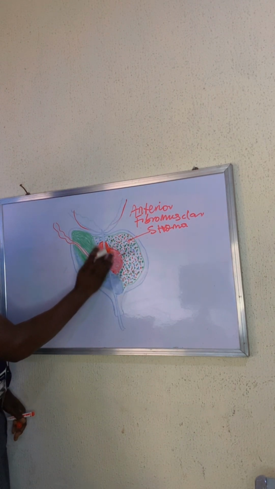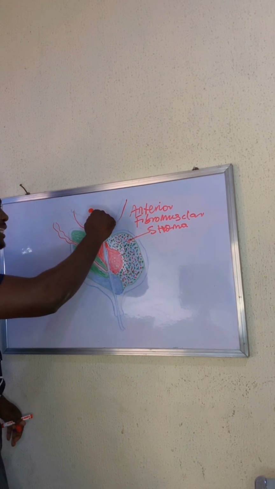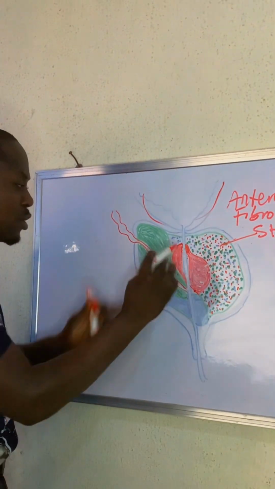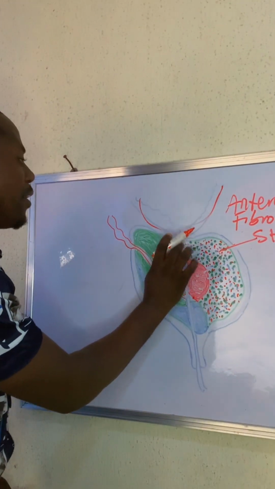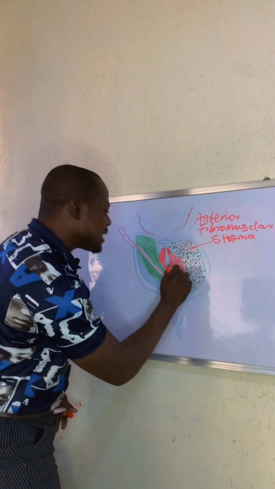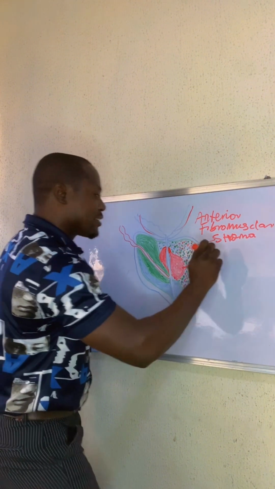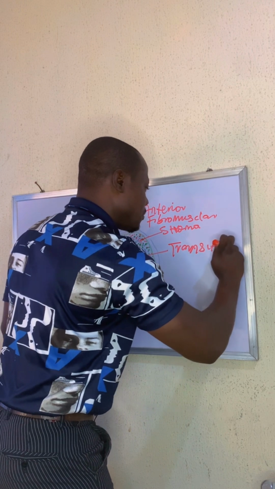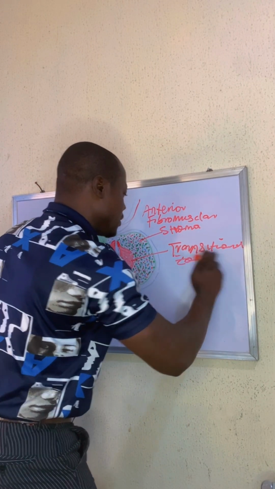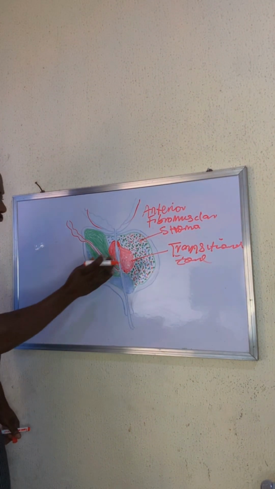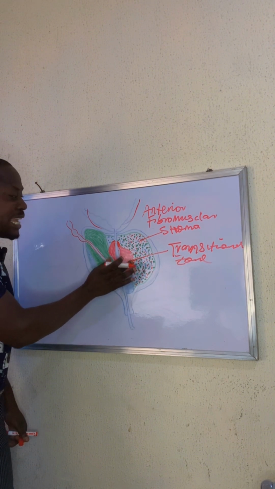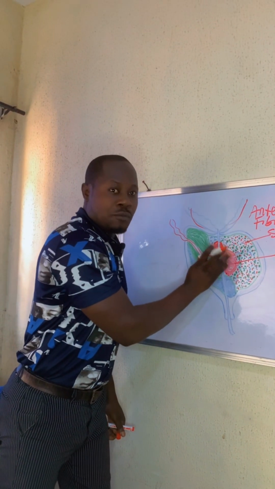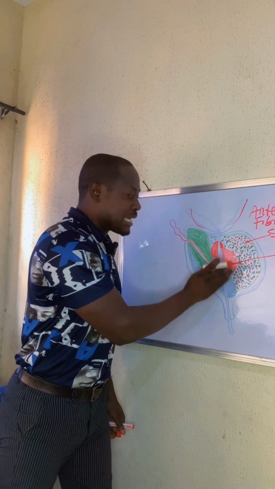Then if you look at the red part here, which I labeled, it is the part of the prostate that surrounds the prostatic urethra. This is the prostatic urethra. So it surrounds the urethra of the prostate. This area here is called the transitional zone. The transitional zone is the area that can easily be affected with enlargement of the gland, which is known as benign prostatic hyperplasia.